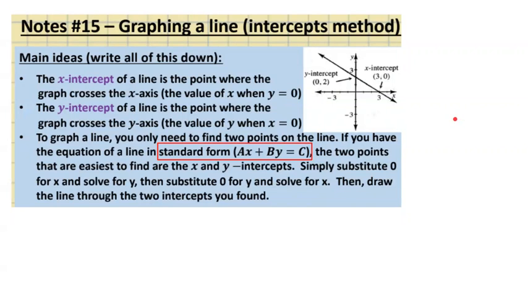Hi there, Kyle again, and this time we'll be reviewing how to graph a line given its standard form and graphing its intercepts. Since we'll be using them, let's define the x and y intercepts.